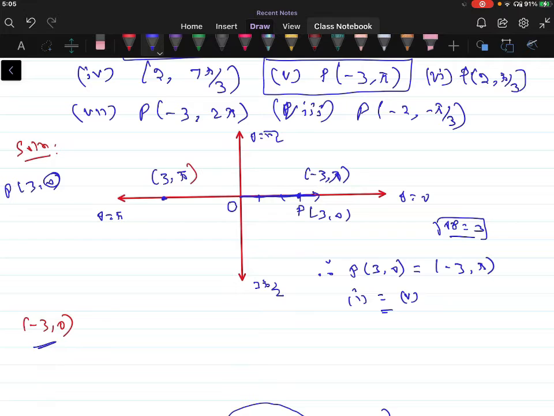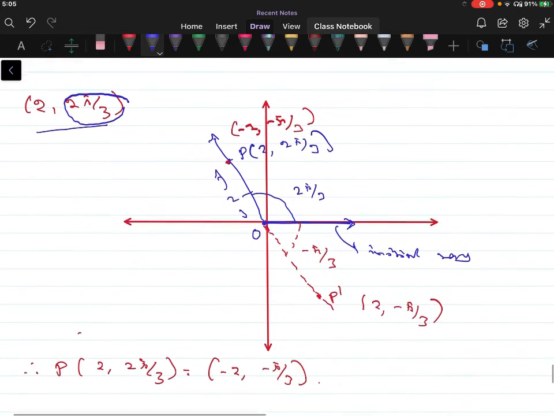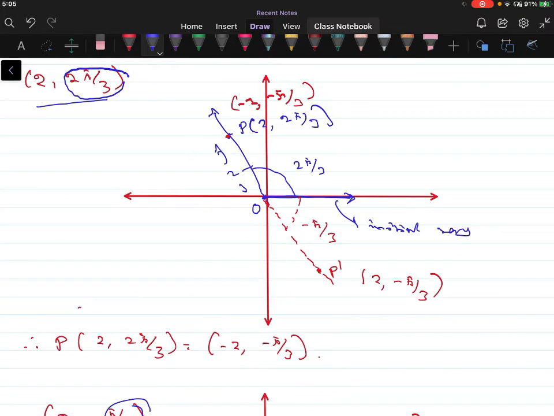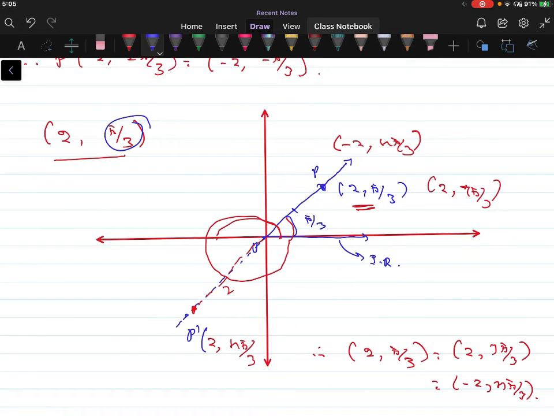Therefore we can observe from the figure that the point (-3, pi) is the same as (3, 0). So these two points label the same point P. From this figure you can observe that point P is labeled by (-3, 0) and (-3, 2 pi). So (2, 2 pi by 3) is the same as (-2, -pi by 3), and (2, pi by 3) is the same as (2, 7 pi by 3) also.